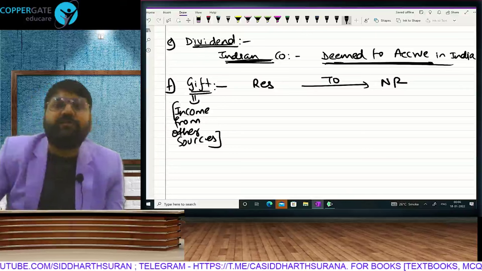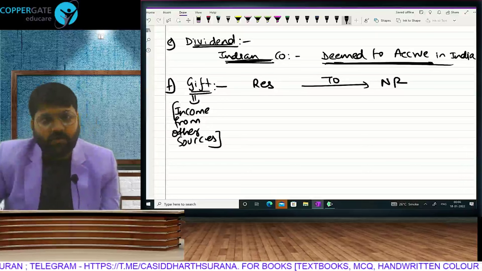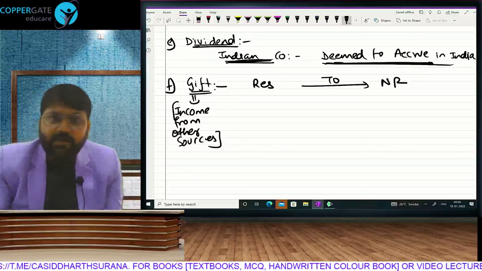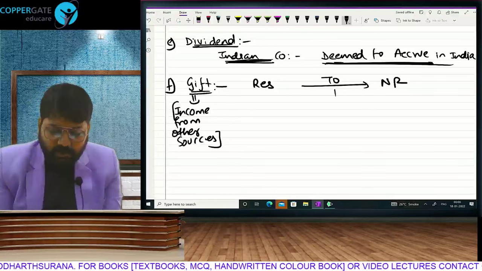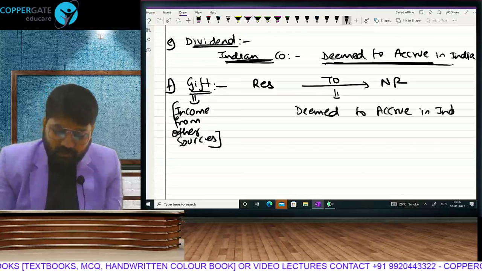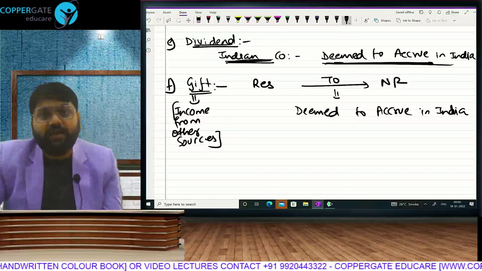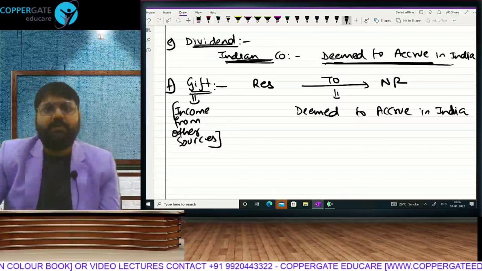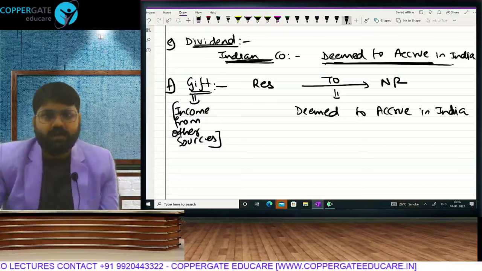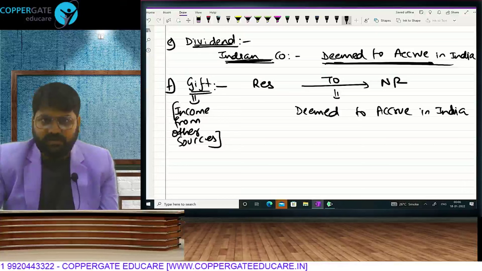But is it possible that the gift was given outside India? I, a resident, go to America or go to UAE, go to Australia and give someone a gift over there? If gift is paid by a resident to a non-resident, it is going to be deemed to accrue in India. Even if the gift was given outside India, if the giver is a resident, we will assume that it was income taxable in India. It is always going to be assumed that it is income taxable in India. Is this understood?